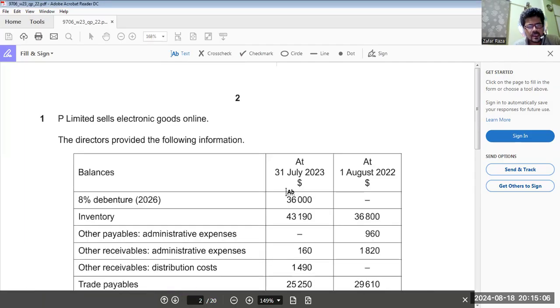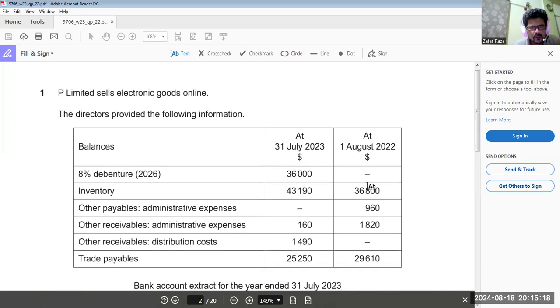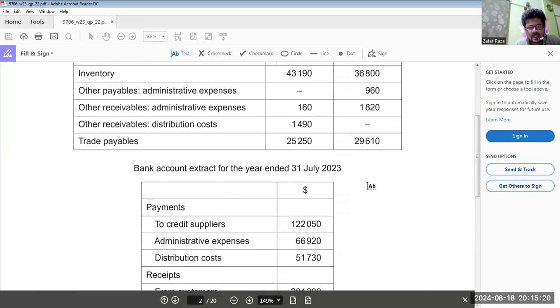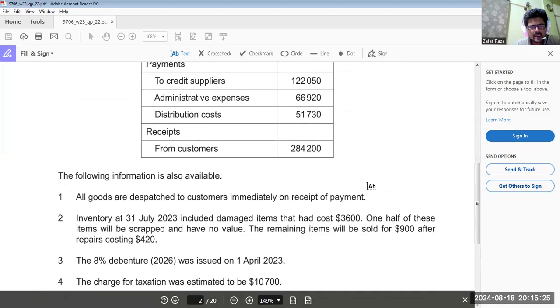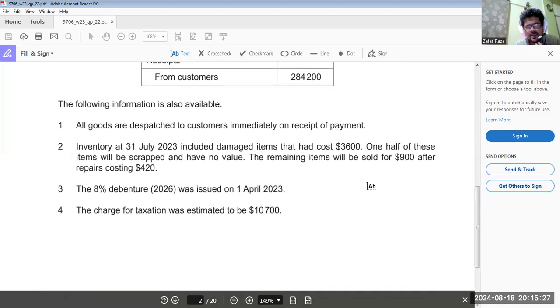Okay, first question. P Limited sells electronic goods online. The director provided the following information: balances. These are the ending balances, 31st July 2023, and the opening balance, 1st August 2022. Now, a bank account extract is also given, with payments and receipts.